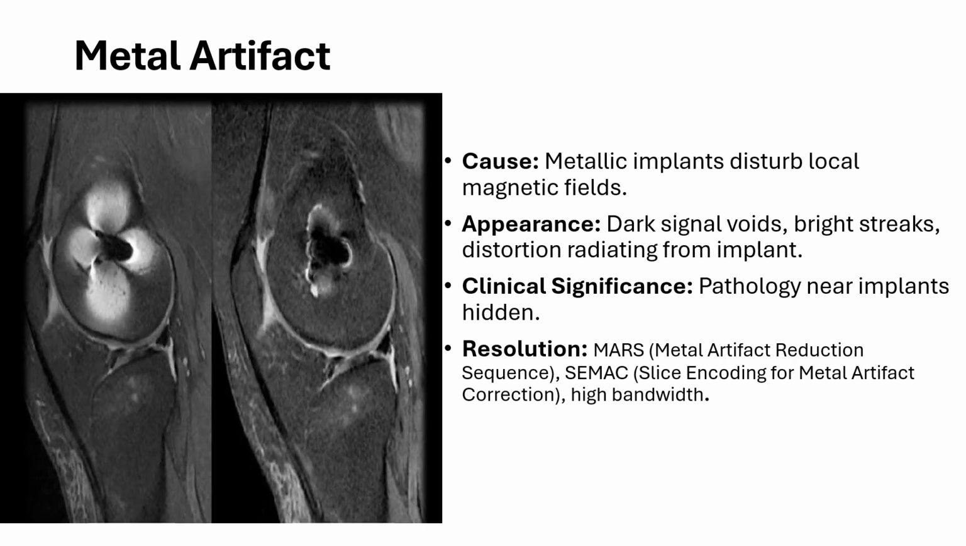As we can see in this image, the first image shows the metal artifact in the femur, whereas after using the MARS metal artifact reduction sequence, there is a reduced artifact, and we can visualize the surroundings of this metallic implant. So this is about the metal artifact, and its clinical call is: MARS fights metal monsters. So MARS is the sequence that fights the metal artifacts. So remember, MARS fights metal monsters.